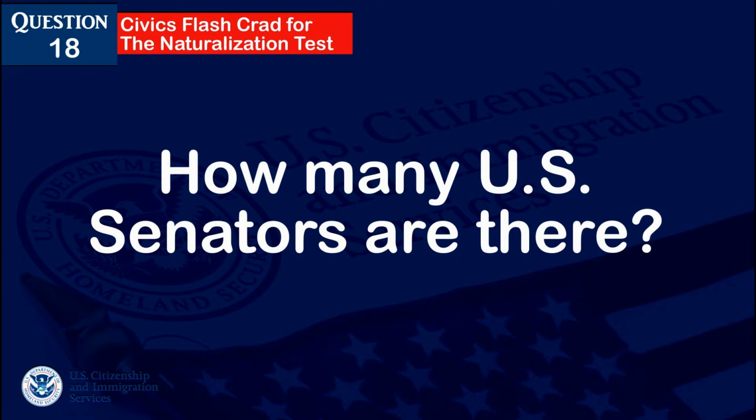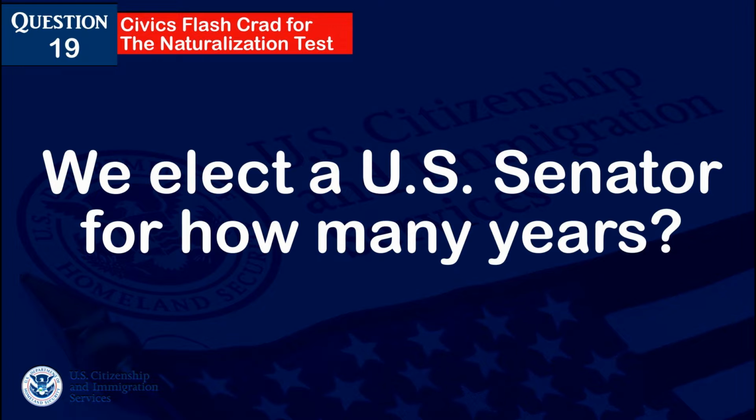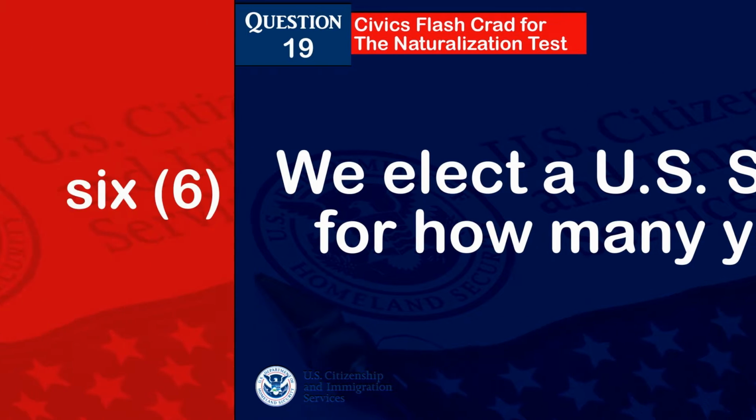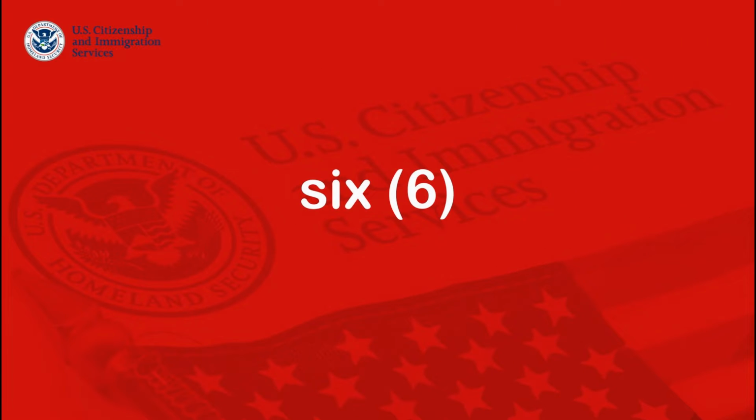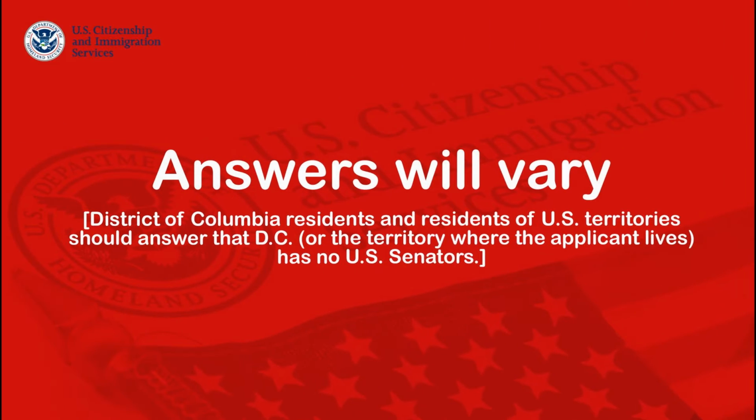How many U.S. senators are there? 100. We elect a U.S. senator for how many years? 6 years. Who is one of your state's U.S. senators now? Answers will vary.